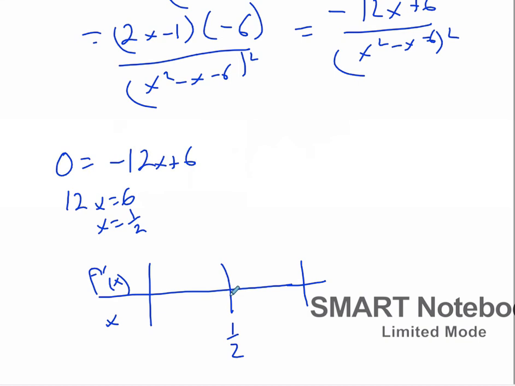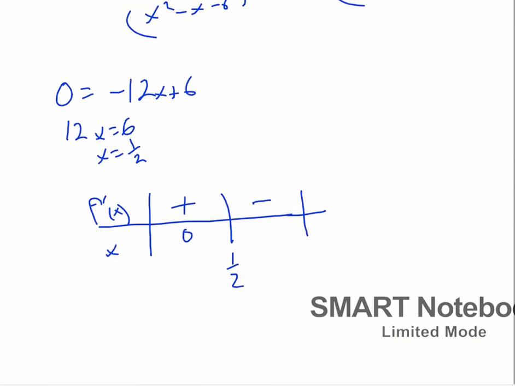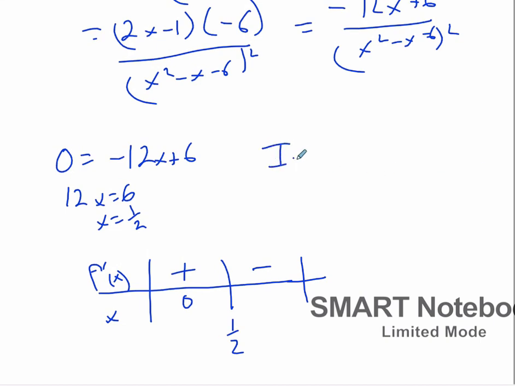Okay, so we'll plug in maybe 0 into the derivative. If we plug in 0, we get positive 6, so it's positive. The denominator is always going to be positive, so we just need to look at the numerator. If we plug in a number like 1, we'll get a negative number. Okay, so it's increasing when x is less than half, and decreasing when x is greater than half.